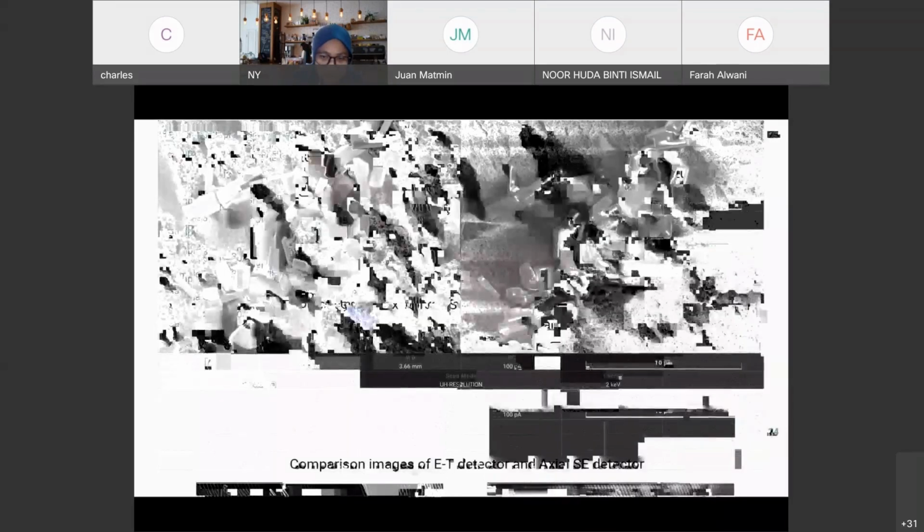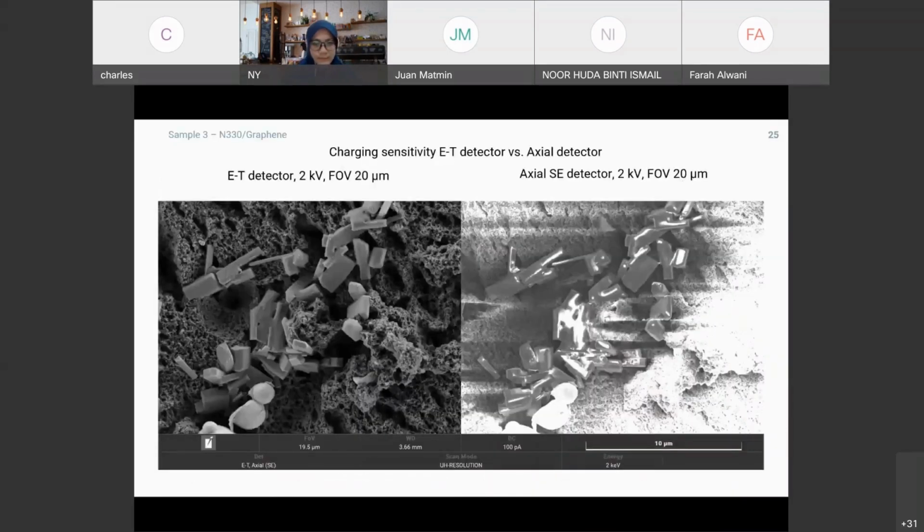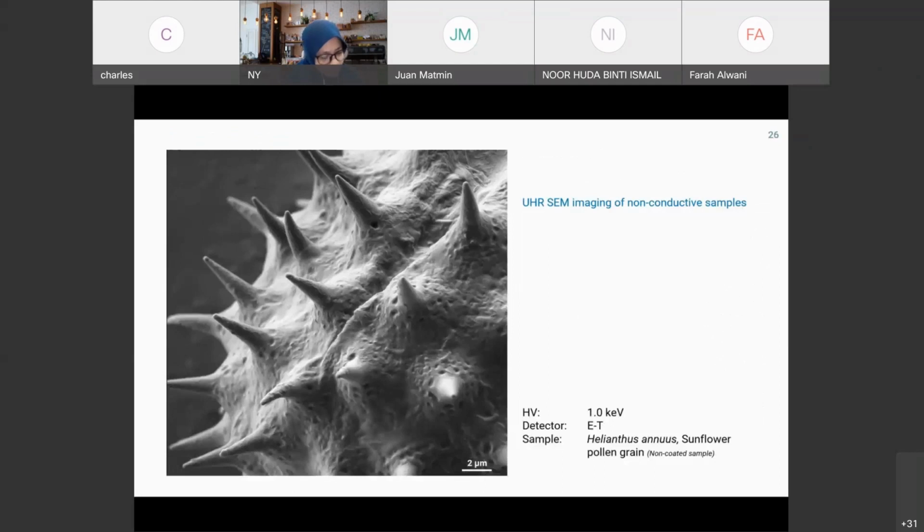As for this image, this is a graphene sample, a nanomaterial. This image is taken simultaneously by 2 different detectors, and it seems that this chamber detector gives you a refined level of details. This is what we want. We are aiming for this kind of imaging under high vacuum. We do not compromise the resolution, yet we are able to resolve the charging sample. And coming to this pollen grain, just to show you how fine the details can be resolved under this kind of condition. Look at the surface topography information.